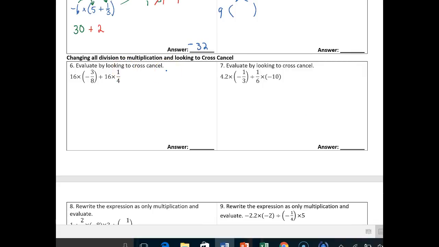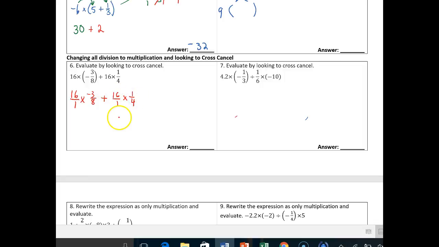First thing you want to do is rewrite this problem with nothing but fractions. So I got 16 times negative 3/8 plus 16 times 1/4. Let's rewrite it so it's 16 over 1 times negative 3/8 plus 16 over 1 times 1/4.